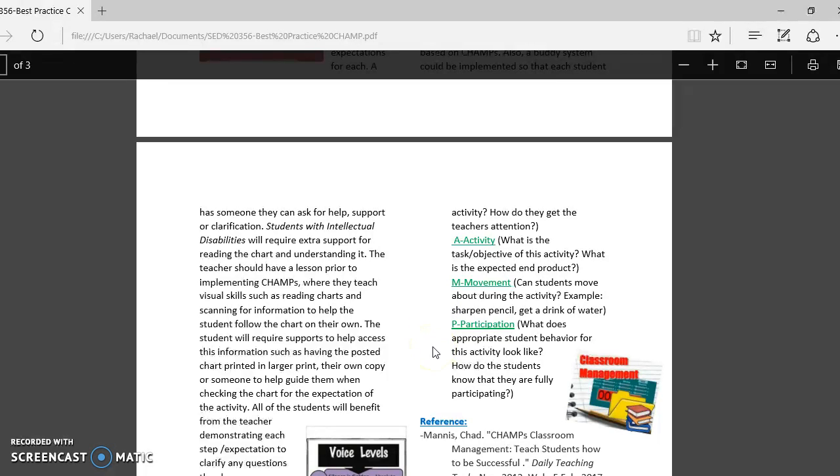P is participation. So what does appropriate student behavior for this activity look like, or how do they know they're fully participating? This can be like when they've completed their assignment or they finish their test and turn it in, things like that.